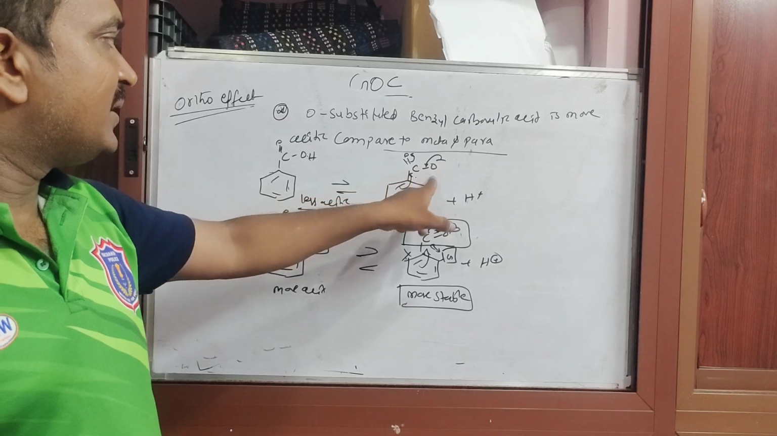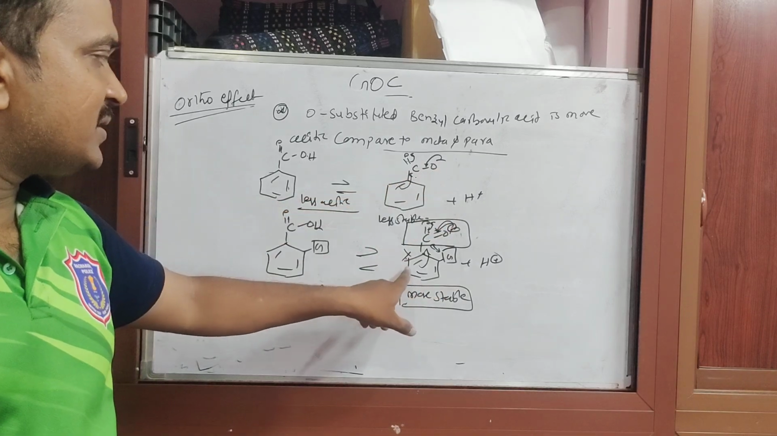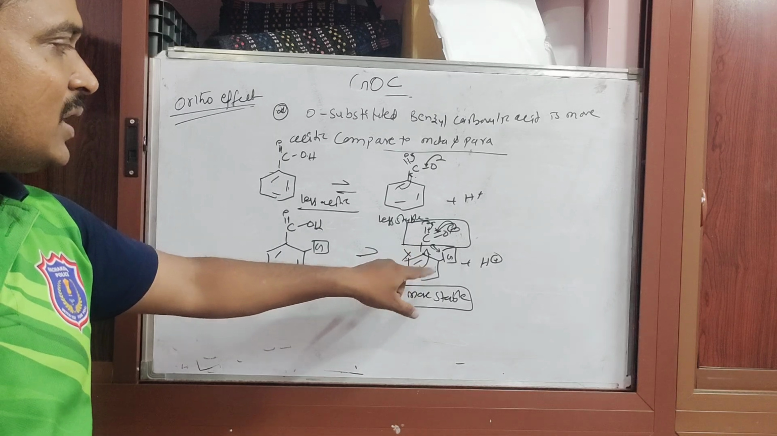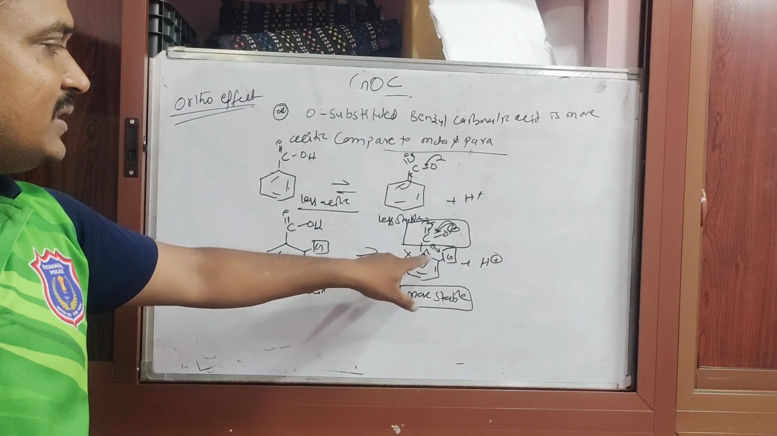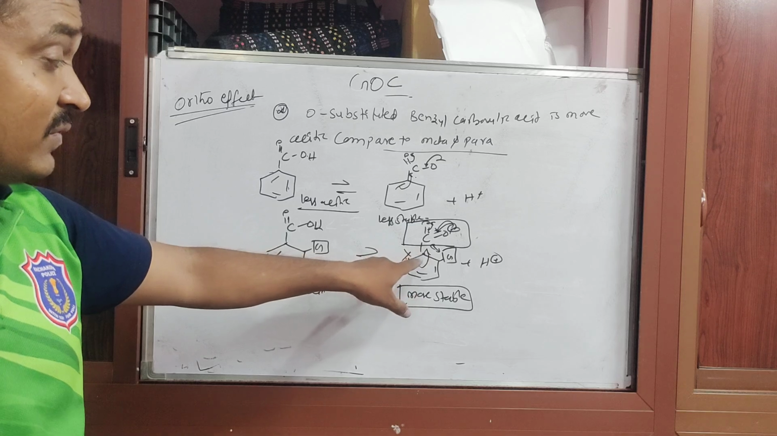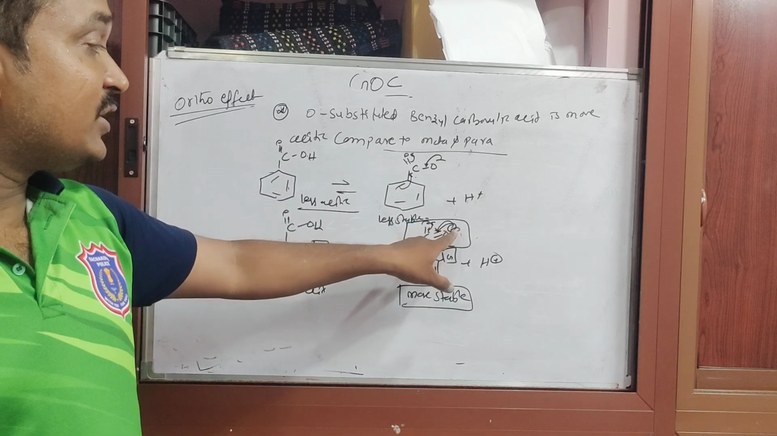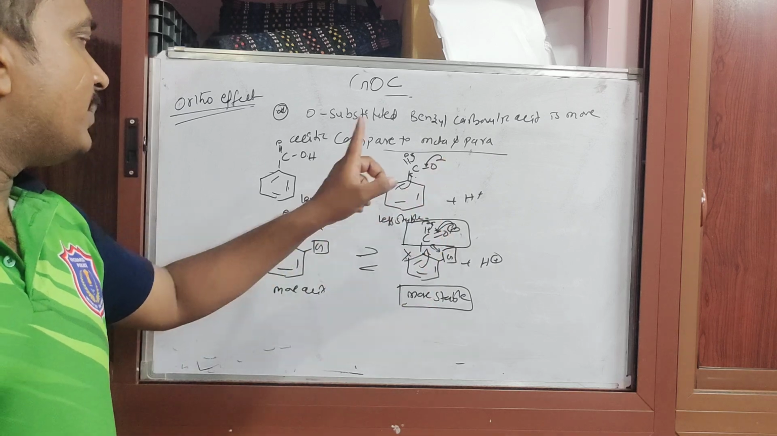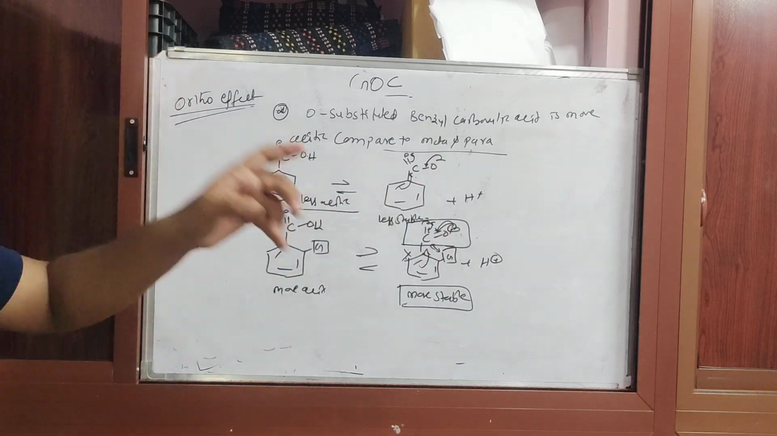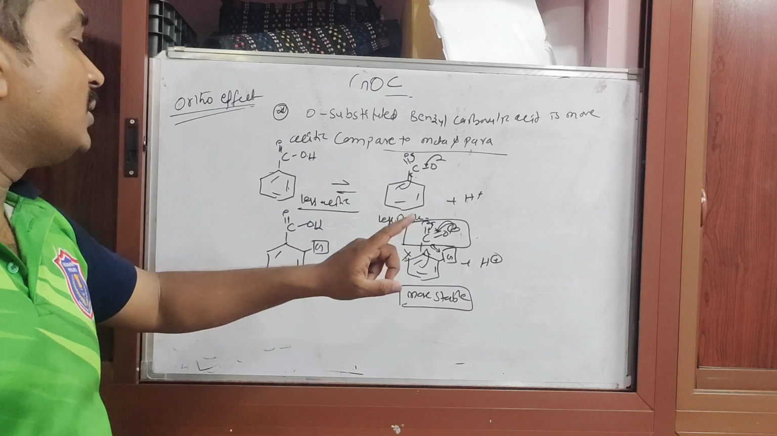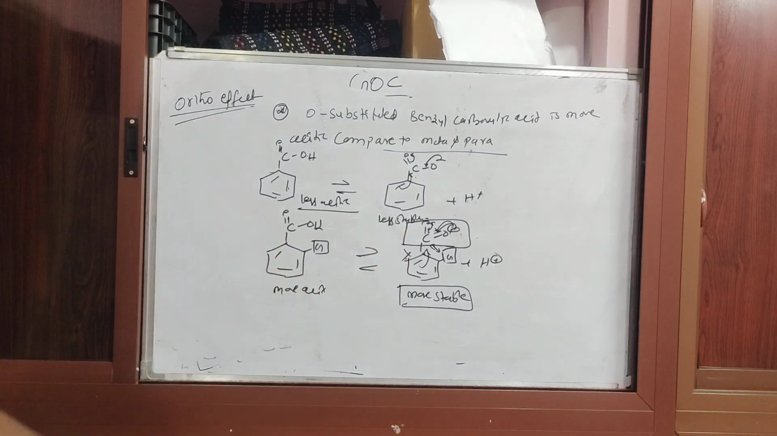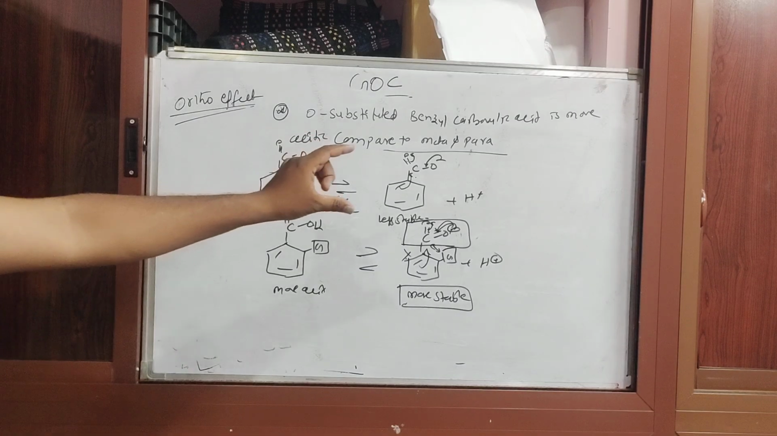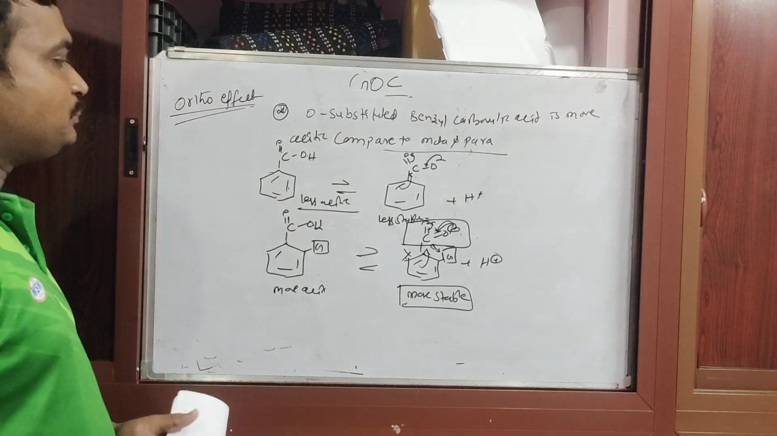Due to this bulkiness, it will change this plane. These two are in different planes, that's why it stops conjugation from benzene. Only this negative charge will participate in the conjugation. That's why this is more stable compared to the other carboxylic acid, and that's why it is more acidic. This is the main concept: ortho substituted carboxylic acid is more acidic compared to meta and para.